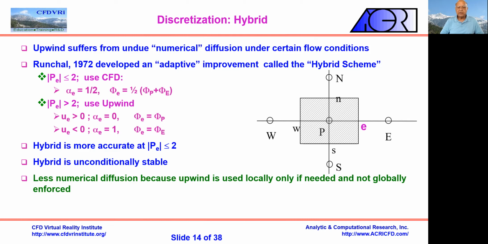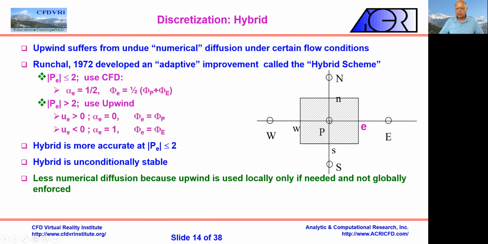So there were a number of solutions we came up with. Spalding also had a solution which was exponential, but it was very expensive to compute. So I came up with an adaptive refinement called the hybrid scheme. So what this scheme says is that look at it point by point.